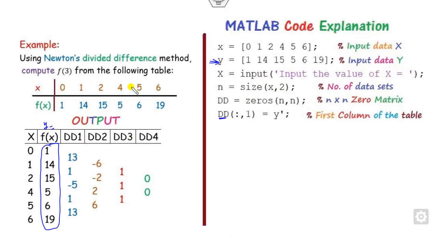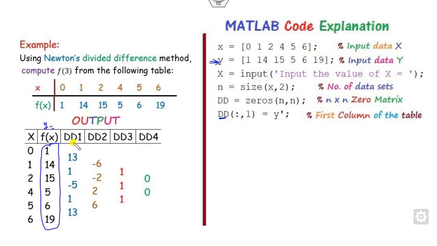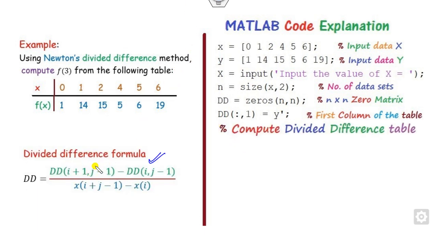How do you compute the second value? How do you compute the second row, second column, third column? So we use this formula. Remember that since divided differences start from the second column, the first column is stored for the value of y. So now we work on the second column, column-wise, which I denoted as j. This j starts from 2, and the last one we can compute up to n.